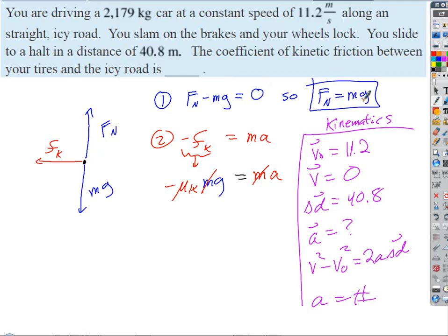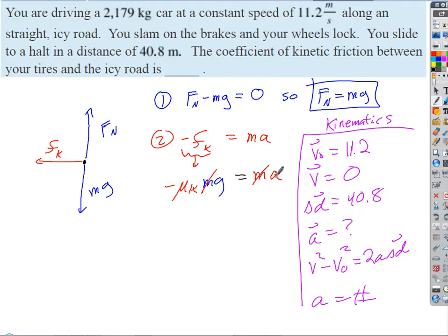We know that kinetic friction is equal to mu sub k times normal force, but normal force is mg, right? So we come up with, and why is that negative, by the way? It's going in the negative direction, right? Okay, so then we get negative mu sub k times mg equals net force, which is just ma, right? And so for us to solve for mu sub k, we've got to know what acceleration is going to be.